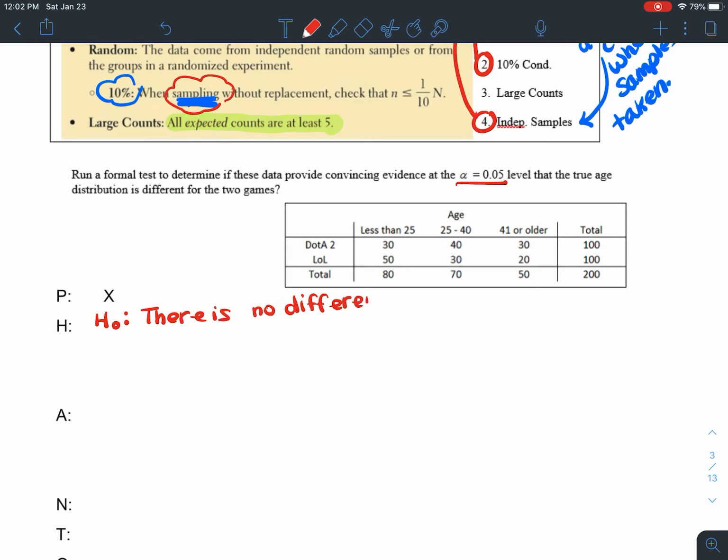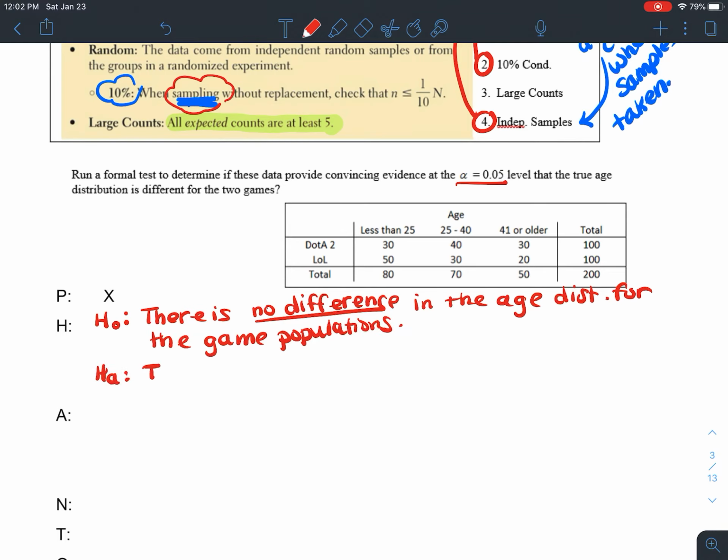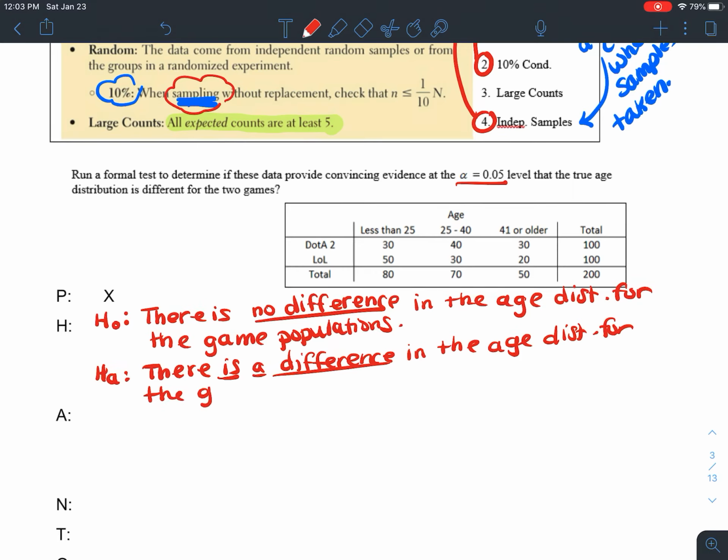The null hypothesis is always a statement of no difference. Remember, that always has the equal sign in there, implying there's no difference. So we say there is no difference in the age distribution for the game populations. And then the alternative hypothesis would merely be that there is a difference. And then you end it the same way, in the age distribution for the game populations.